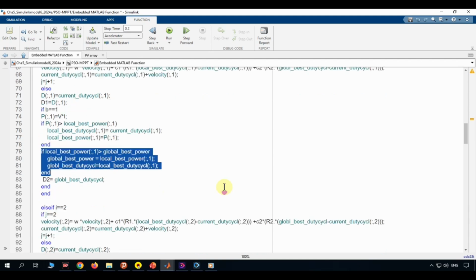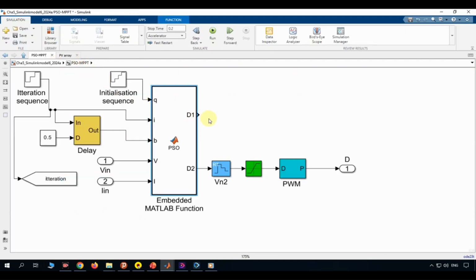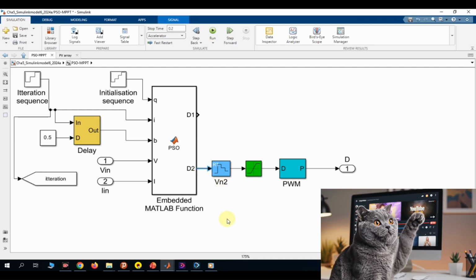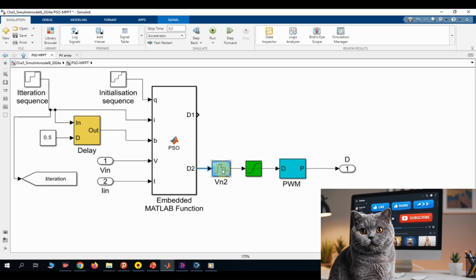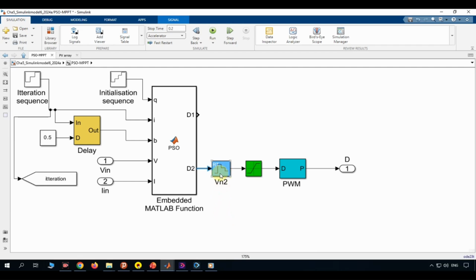The output labeled D1 represents the current particle duty cycle generated by the PSO algorithm. During optimization, different particles produce different duty cycle values. These values are used to explore different operating points of the photovoltaic system. The second output is D2. D2 represents the global best duty cycle found by the PSO algorithm. Whenever a particle produces a new maximum power, the global best duty cycle is updated. Therefore, D2 represents the best-known operating point of the swarm at that moment.